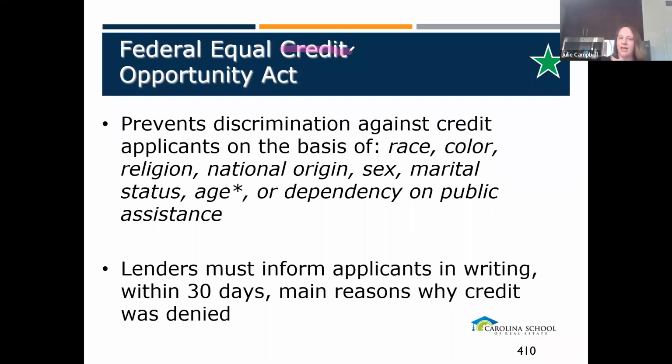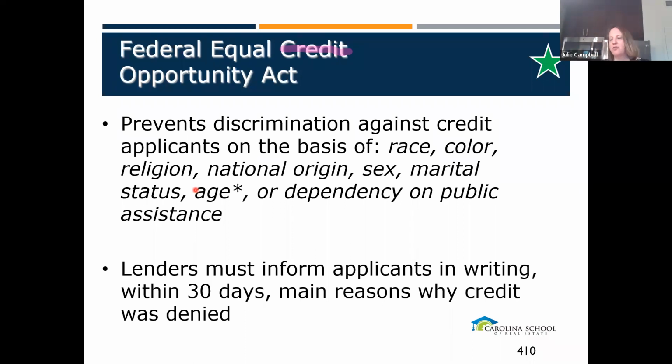When it comes to age, this is assuming that the applicant is at least 18 years old. So you can't have someone under 18 applying for a loan. What this means though, you guys, is if a 90-year-old walks into the bank and applies for a 30-year mortgage, they cannot be denied the loan because of their age. So once you turn 18, age is not a factor.